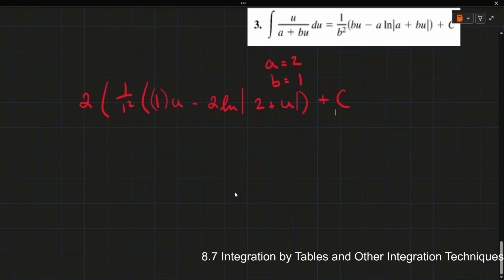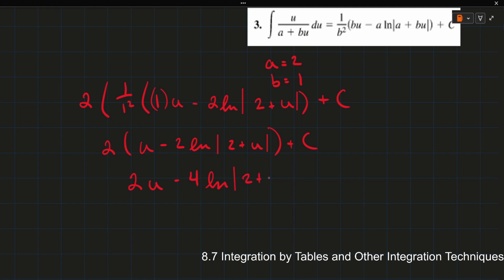So I'm going to do a cleanup step real quick, and then we will do our back substitution finally. So what do we have here? I'll just leave this 2 out here. This is just 1, so that's nothing. So we've just got u minus 2 ln of 2 plus u, still times 2, plus c. And then finally, let's just write this real quick: 2u minus 4 ln of 2 plus u. That's fine. Plus c. So that is our integral. We're not quite done yet.